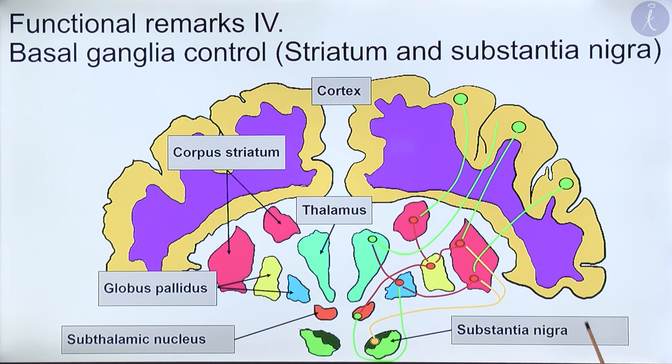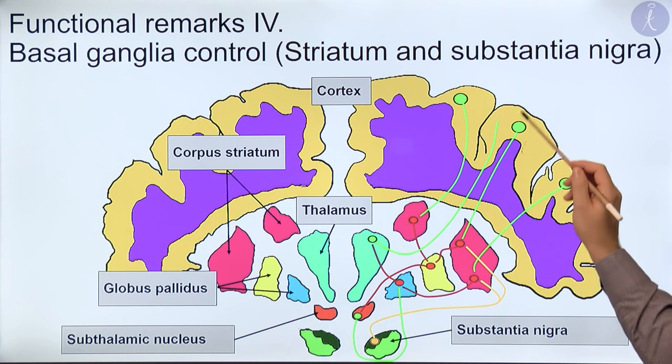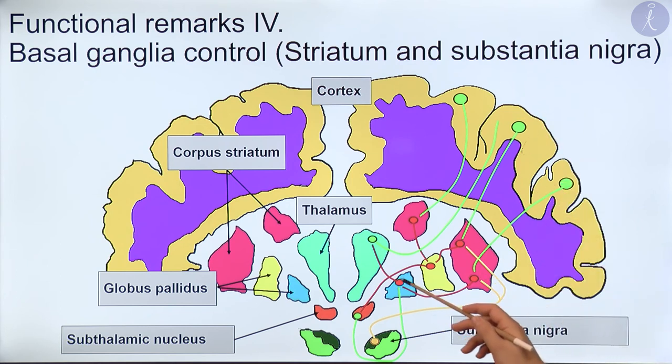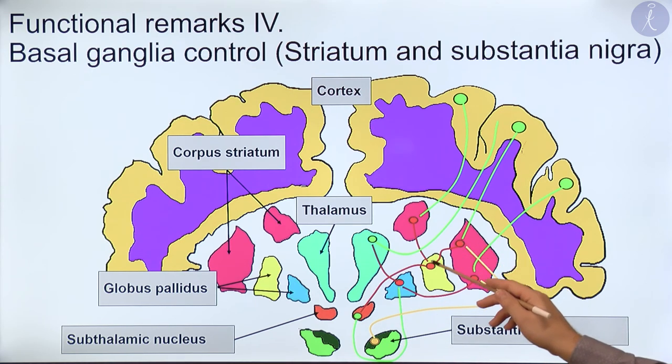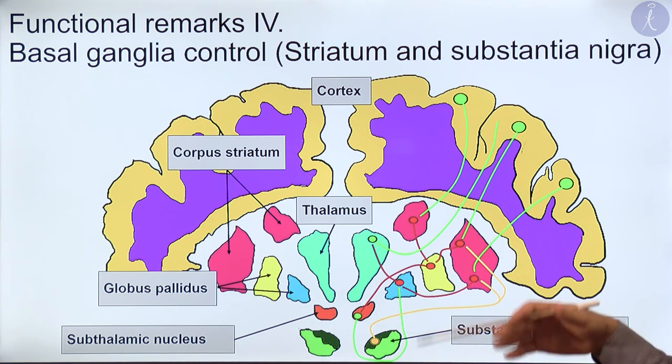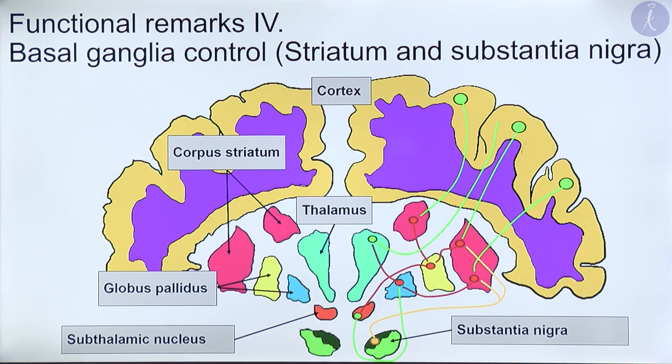What is the role of the substantia nigra and especially its compact part? The compact part of the substantia nigra contains dopaminergic neurons. These dopaminergic neurons facilitate the stimulation of the cortex via the thalamus, so the first pathway will be stimulated. Meanwhile, it deactivates the longer pathway. So this way, the substantia nigra facilitates or helps the activation of the cortex and activates the movement. Meanwhile, it also inhibits the inhibition of the cortex.